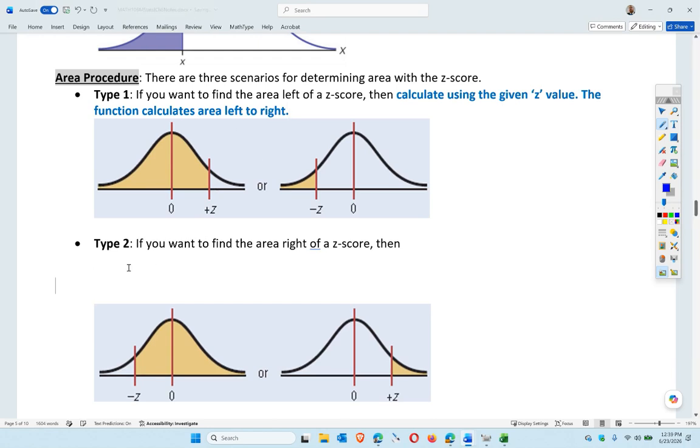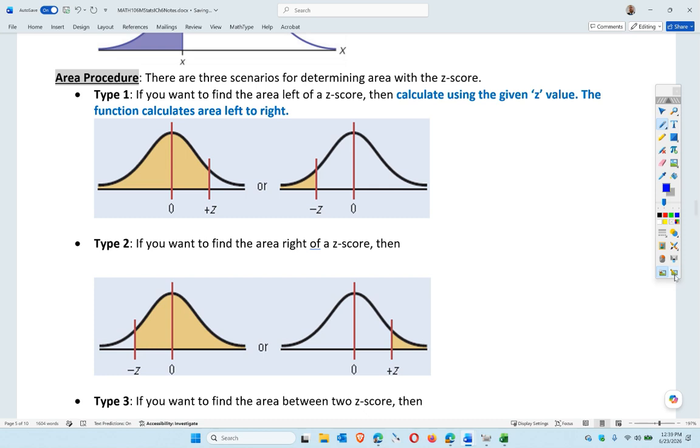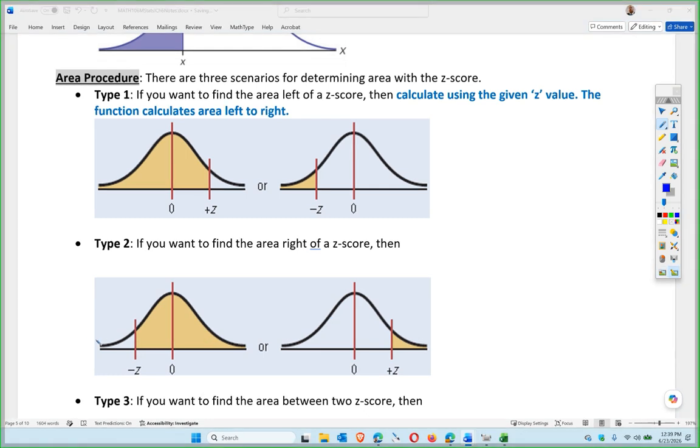However, if I want to go the other way and I want to know more than something, the problem is if I calculate the area left to right, it's going to give me the wrong area. It's going to give me the area in this blank space. It's not what I want. But if I do 1 minus, I will get the answer. Because if you think about it, if this is 20% over here, this is 80%. If this is 15%, then this is 85%, isn't it? Because the whole area is 1.